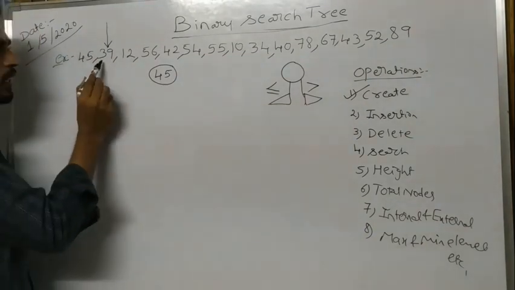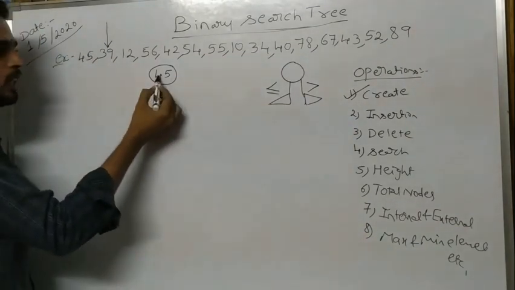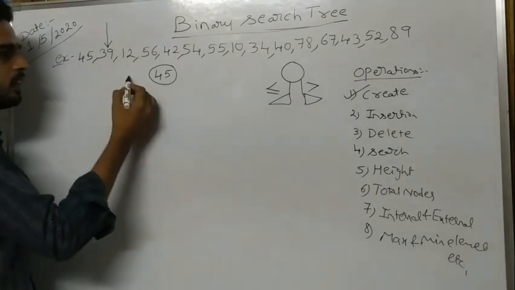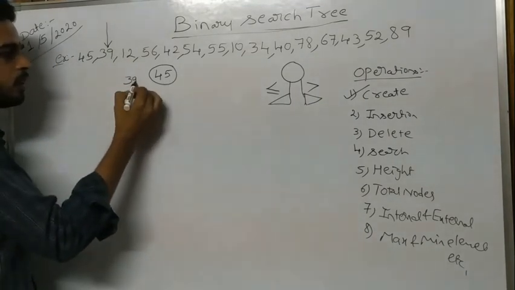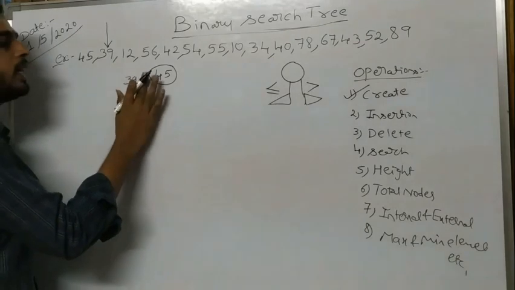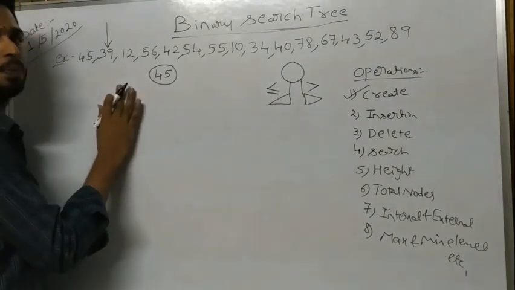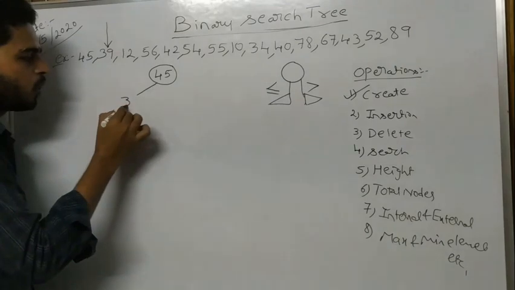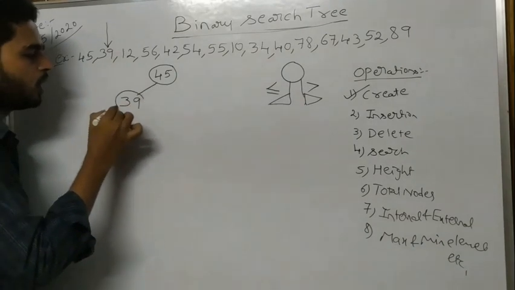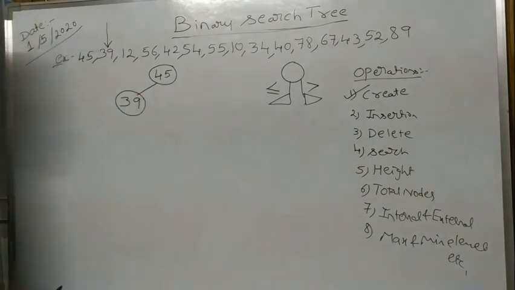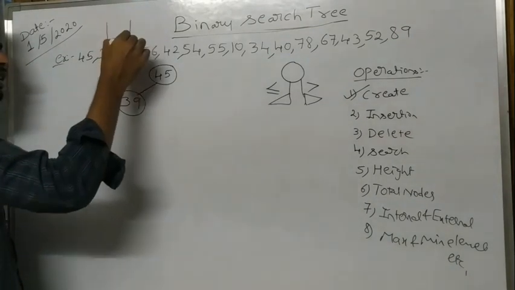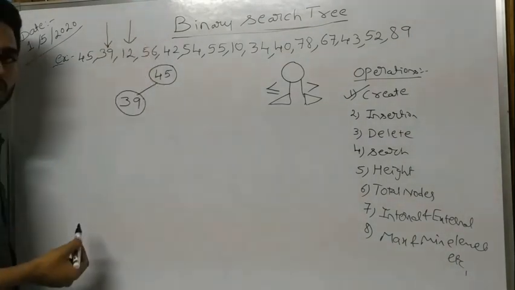So I will take the 39 and I will compare it with the 45. Is 39 less than 45 or is 39 greater than 45? Yes, we know 39 is less than 45, so I will go for creating a node on the left side. Okay, fine. Next, after getting that node, I will go for taking the next node, that is 12.